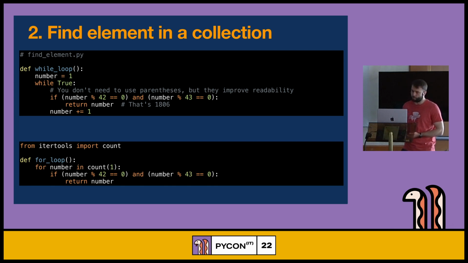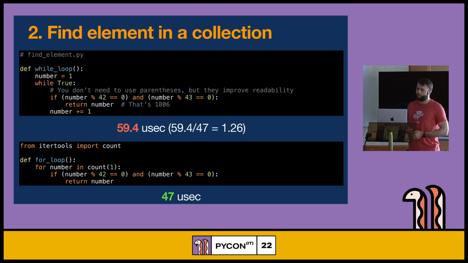We can use the for loop. And inside our for loop, we will use the counter that will keep returning us the next number. And if we measure the execution time of both of those functions, we can see that the while loop is around 25% slower than the for loop. But more importantly, the for loop is much smaller and easier to read.